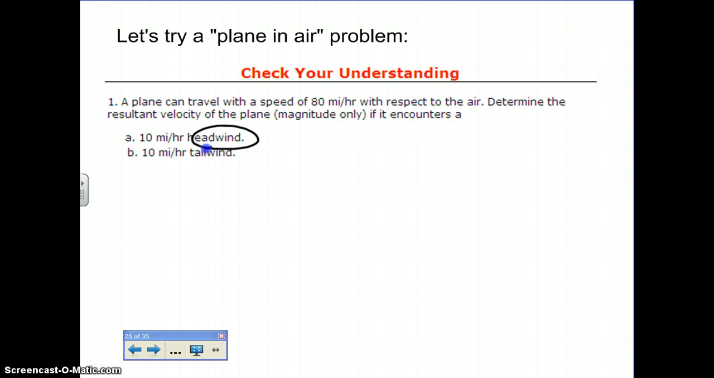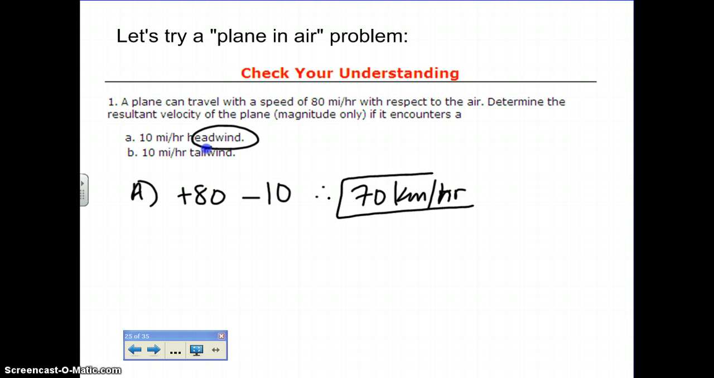Well, if you are traveling 80 and you have a 10 mile per hour headwind, does that mean that it's going to be working with you or against you? Headwinds work against you. So that should be a positive 80 and a negative 10. So therefore, you're really only traveling 70 kilometers per hour for this first half right here.